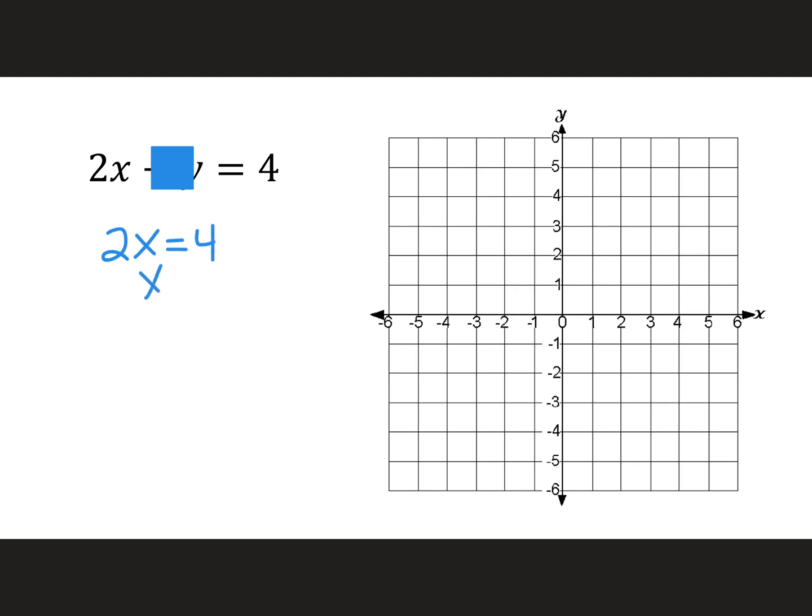And so x equals what? 2. And so I'm going to put a 2 on the x-axis. Then what I'm going to do is move this box and cover up the x value.